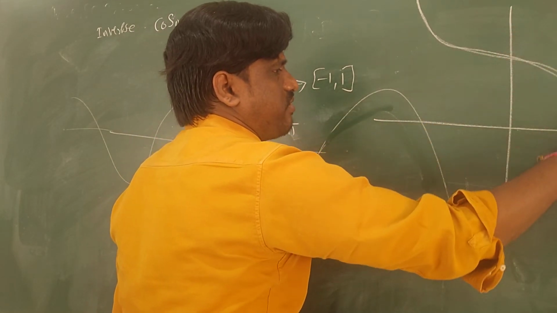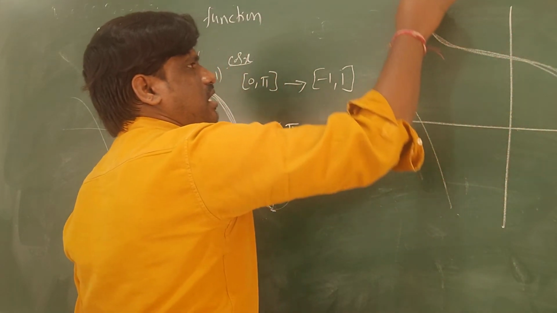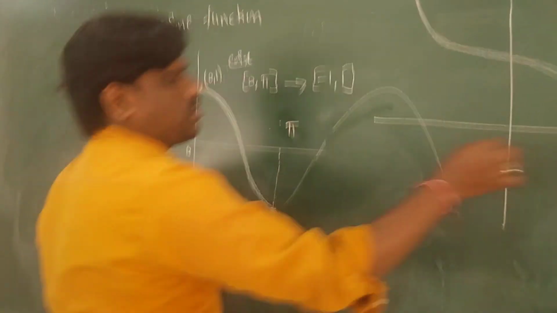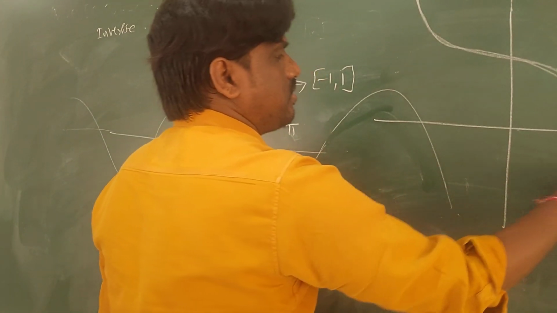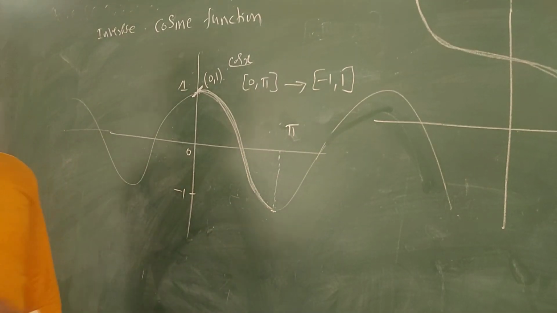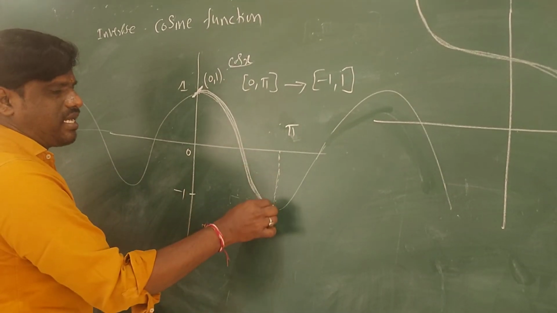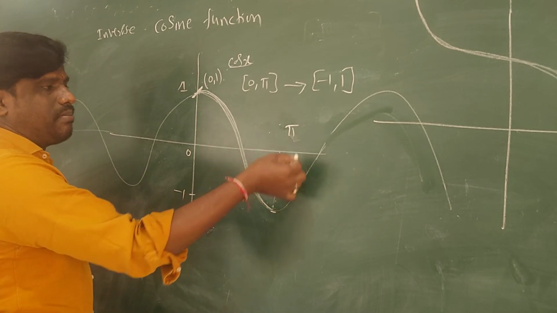This is the graph of cos inverse x. This comes here and goes here. This is the cos inverse x graph. Here 0 comma 1, so you will get here 1 comma 0. Like that I already explained in previous lectures. So here this point is pi comma 0, and this is pi comma minus 1.